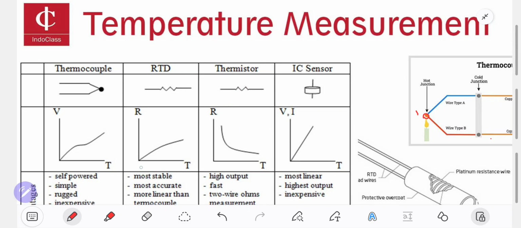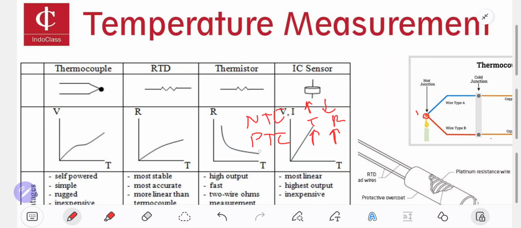There are two types of this thermistor: type one is NTC and type two is PTC. NTC is negative temperature coefficient and PTC is positive temperature coefficient. PTC: if the temperature is high, the resistance is also high. But for NTC type, if the temperature is high, the value of resistor is low.